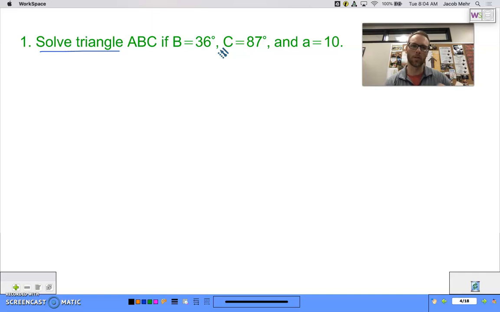Usually I like to map it out and kind of get a feel for it, and then if I need to redraw my triangle to better match the measurements that are given, I'll do that. But let me just draw a generic triangle.